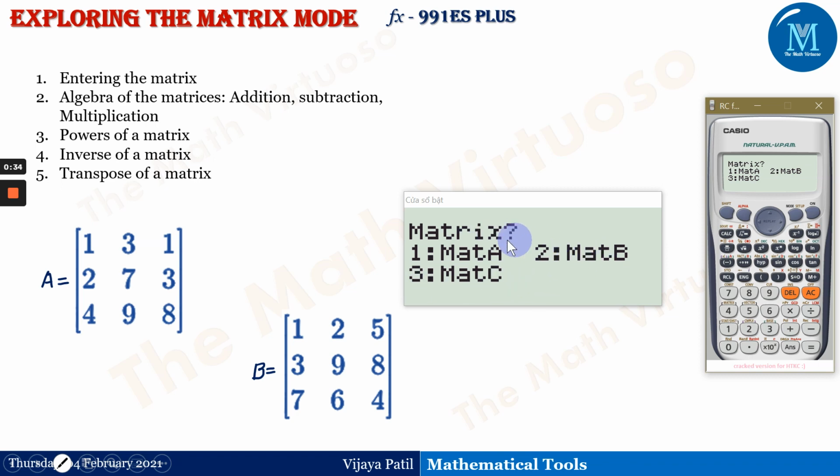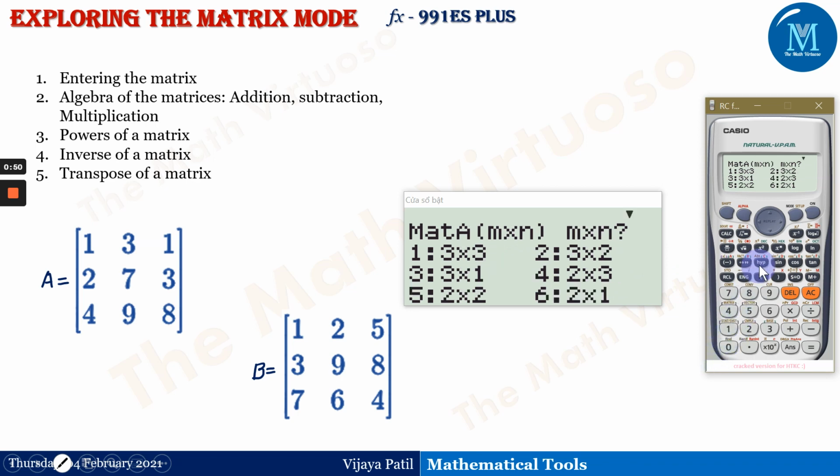That means at a time we can have A, B and C operations simultaneously. Suppose I'm saving this particular matrix in matrix A, so I'm pressing 1. After pressing 1, it asks me what the dimension is, that is, how many rows and how many columns there are. In this example, I have purposely taken 3 cross 3, so it is easy for you to explore the other options.